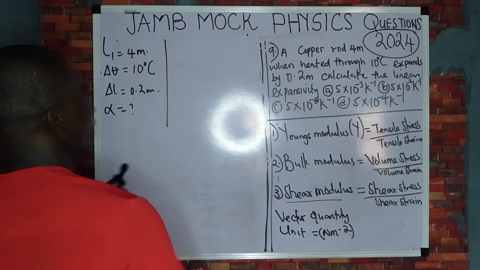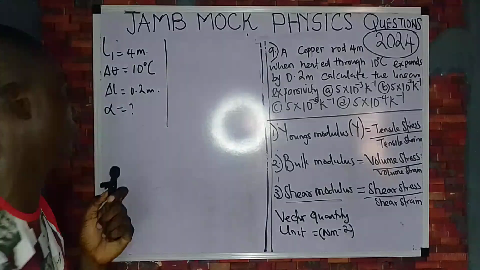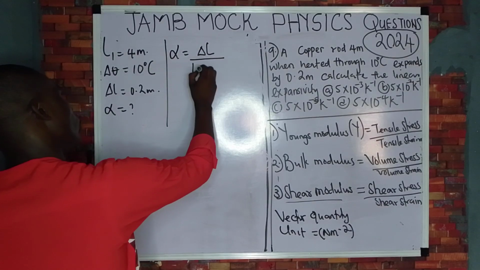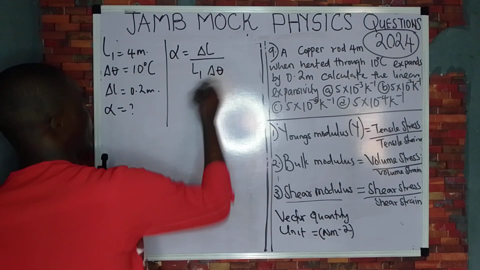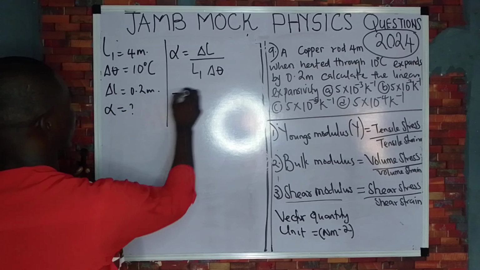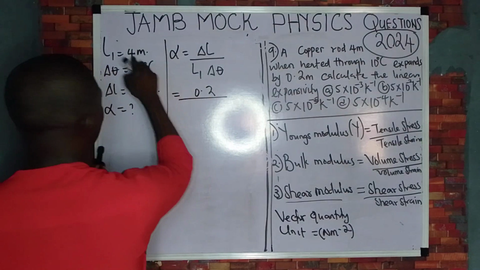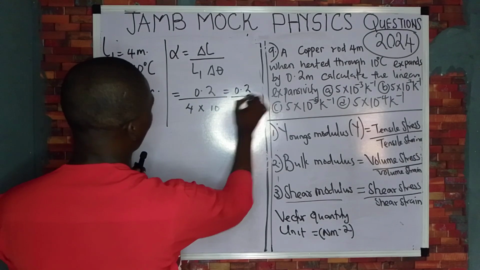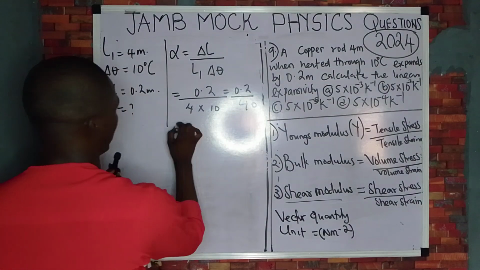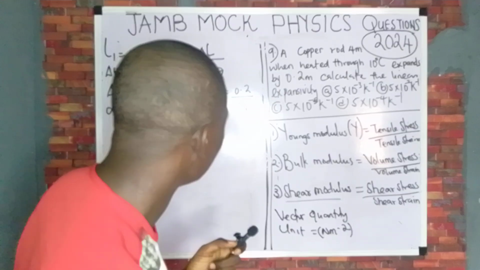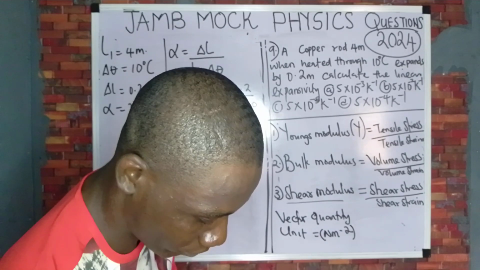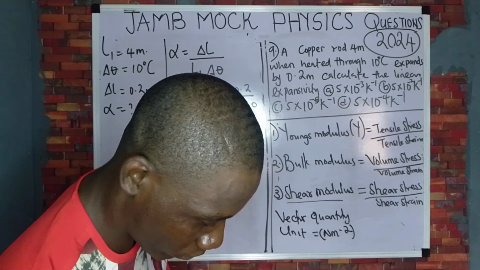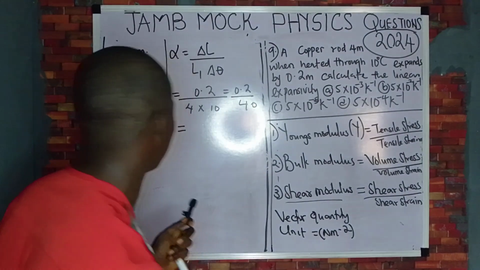Wow, so interesting. This is like a bonus to almost all JAMB students because linear expansivity means change in length over the original length times change in temperature. So what is our change in length? 0.2. What's the original length? 4. Change in temperature is 10, so we have 0.2 over 4 times 10, which will give us 40. So we have 0.2 over 40.